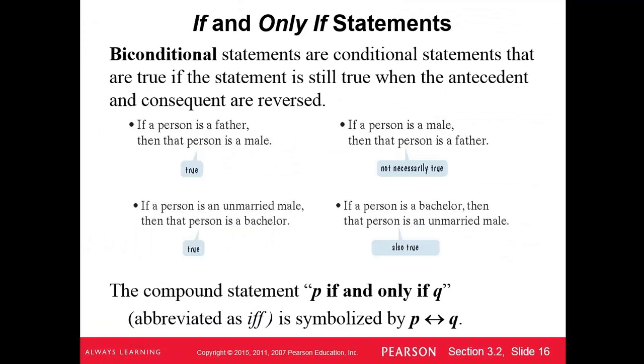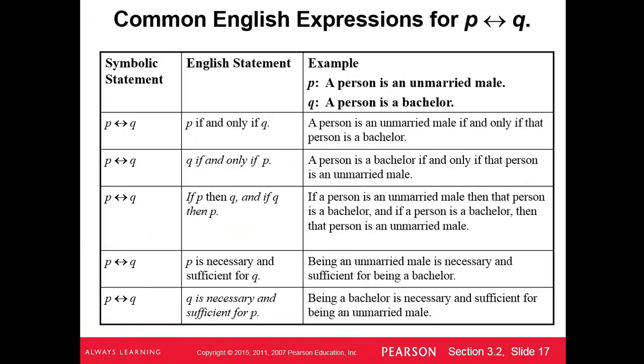A biconditional statement, or if and only if, means that the statement is still true even if we reverse the antecedent and consequent. So this is abbreviated IFF, and it's a double arrow for the conditional statement. Again, take some time to read through and think about these interpretations, such as the bottom two, necessary and sufficient for.